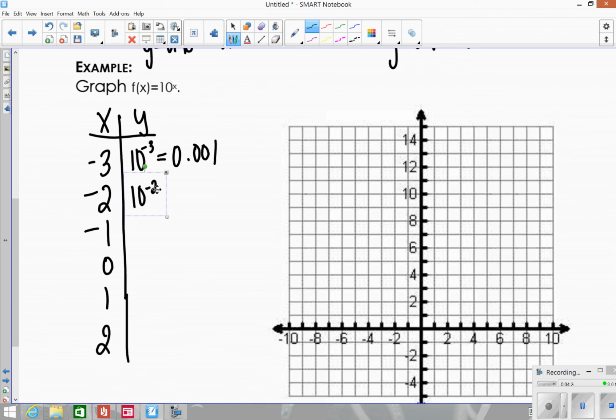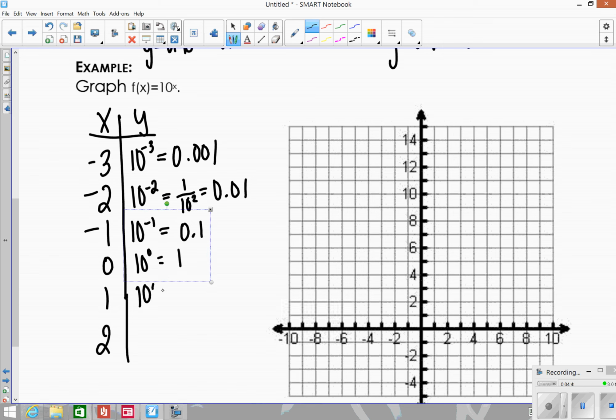This one is 10 to the -2, which is really 1 over 10 squared. So it's 1 over 100, which would be 0.01. But again, you can just put 10 to the -2 right into a calculator. This one we have 10 to the -1, so we get 0.1. This one we raise 10 to the 0, we get 1. 10 to the 1, we get 10. And 10 squared, we get 100. So you can see this grows really quickly. It gets really big fast.